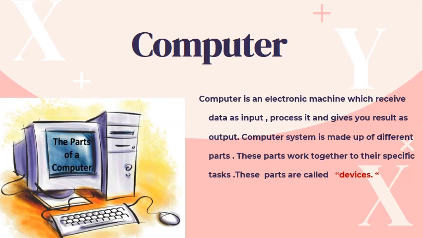Computer system is made up of different parts. These parts work together to do their specific task. These parts are called devices. Computer works very fast. It needs electricity to run. You can read stories, you can write letters, you can play games on computer.